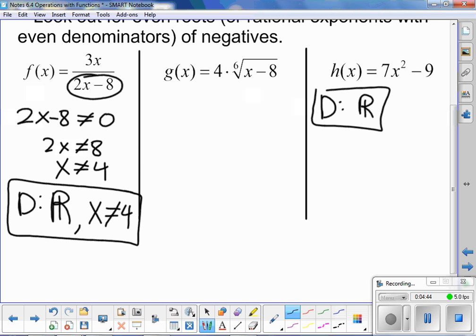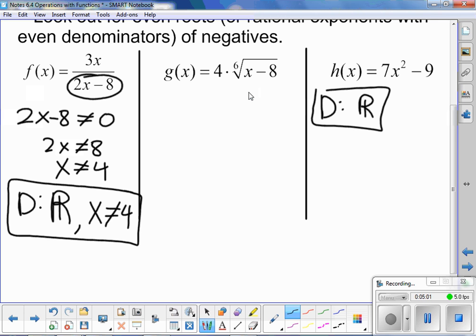So what this is saying is your input, which you're allowed to put into the function, is every single number that exists in the real realm except for 4. That's it. Okay. So when you have a denominator, that's the way you do it. Is set it up so it's not equal to 0, then solve out.